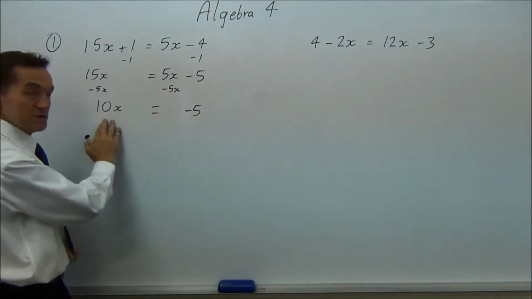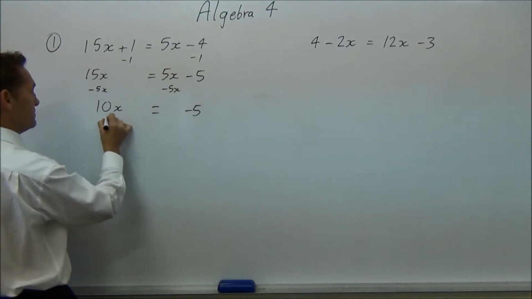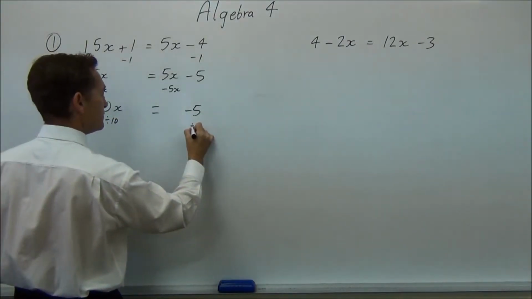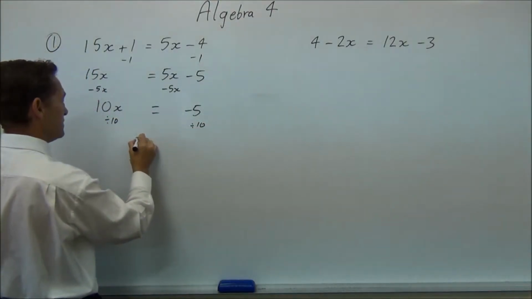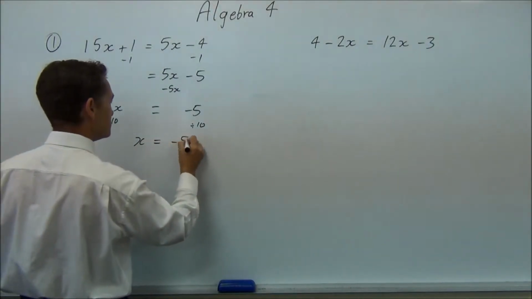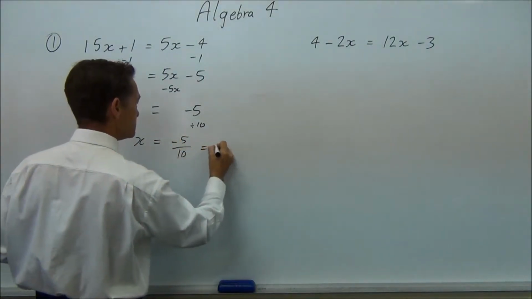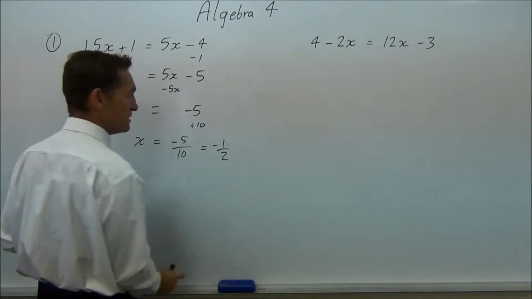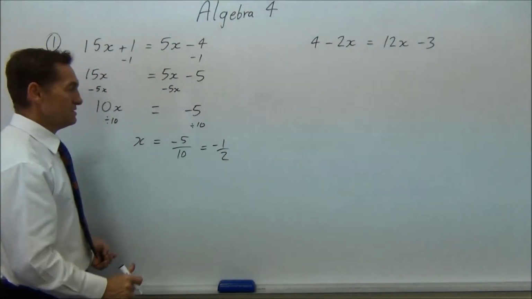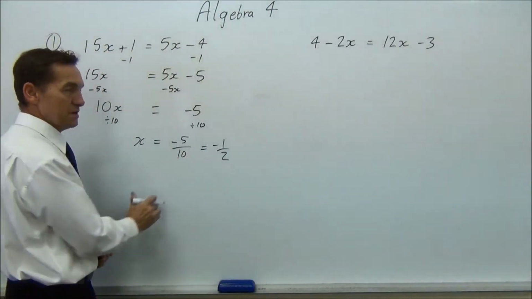Divide both sides by 10. So I'm going to divide by 10, divide by 10, and I'm going to get x equals minus 5 on 10, which equals minus a half. Okay, and you're done. Pretty straightforward, you should be able to get to there.